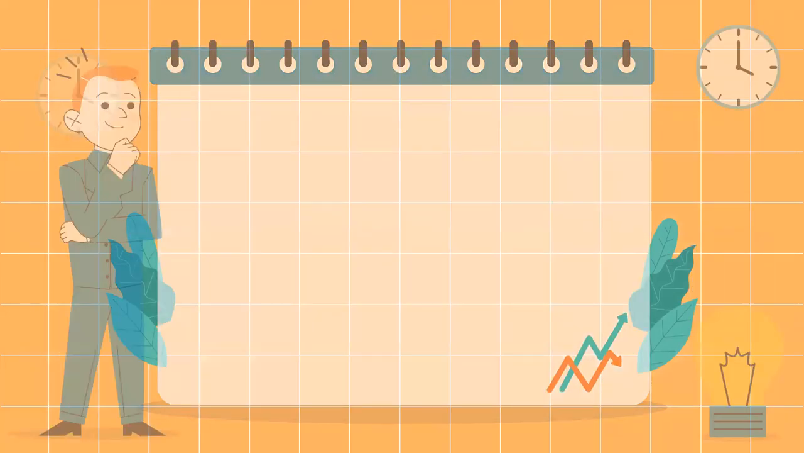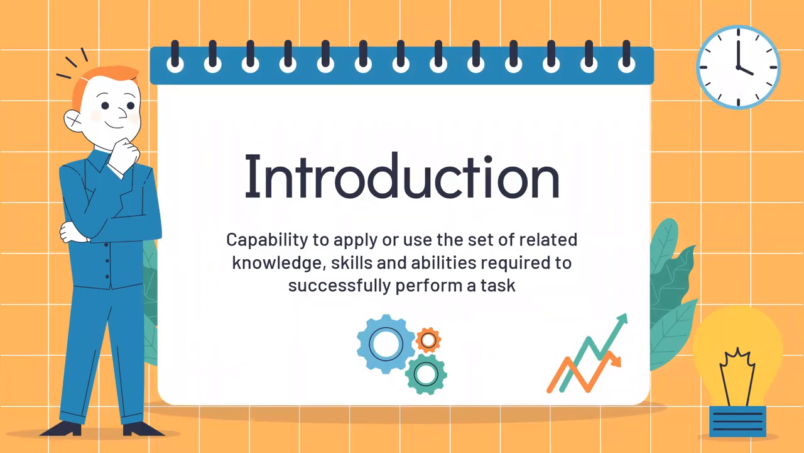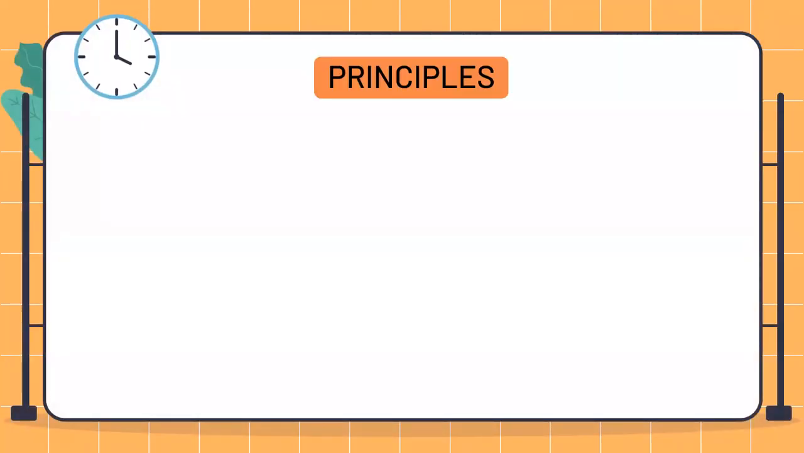So here, I will say that competency is the capability to apply or use a set of related knowledge, skills, and abilities required to successfully perform a task. Now, a person acquires knowledge from various sources, that is, from parents, from teachers, from their peers, by reading a book, by browsing the net, by observing or perceiving information from the environment, or even through experience. Now, when you practically implement this knowledge in order to perform a task successfully, that is called competence.